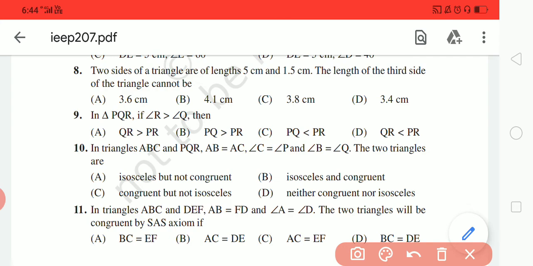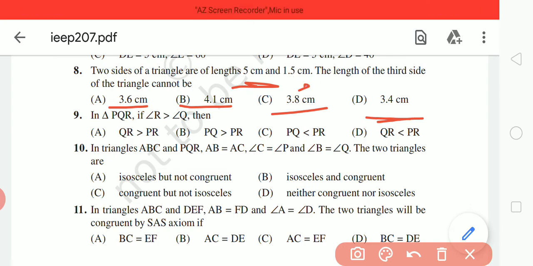I think all are smaller sides, so you can take any one of them, because the sum is 6.5. It may be some misprint here, because you know that the sum of two sides must be greater than the third side. All the four sides given are smaller, right? It may be 2.5 or something. Come to question number 5.